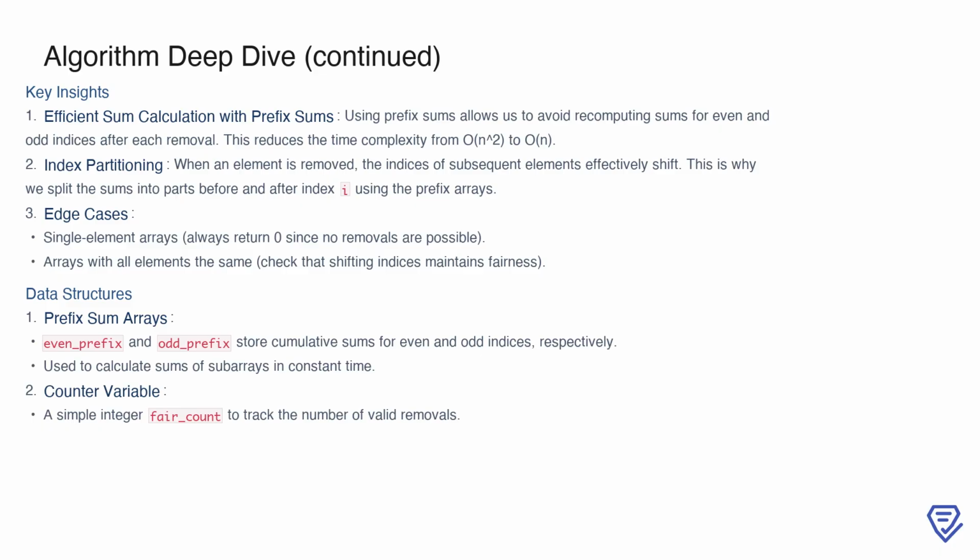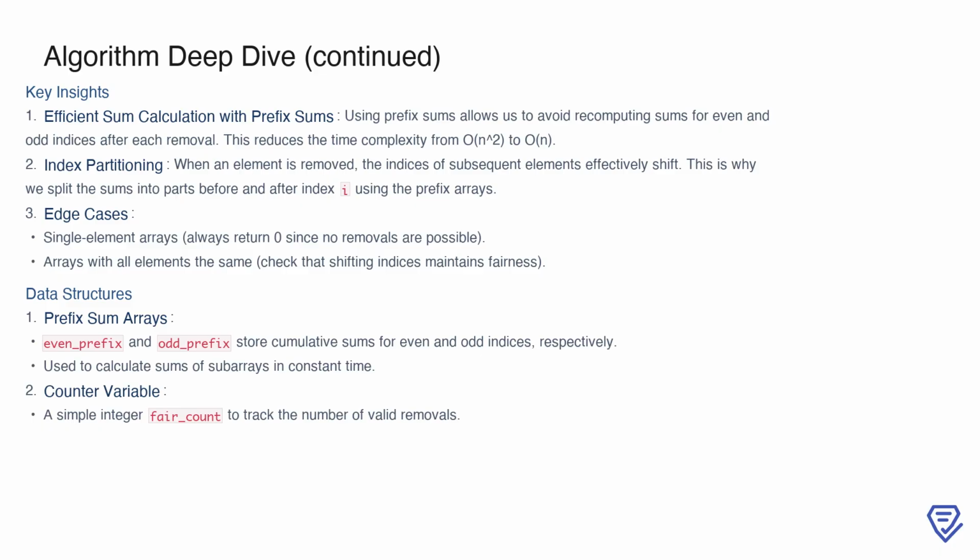This optimization reduces the time complexity from O(n²), which would result from a naive approach, to O(n). One important insight is understanding how the removal of an element affects the indices of subsequent elements. After an element is removed, the indices of the subsequent elements shift, which is why we need to split the sums into parts before and after the removal index i.